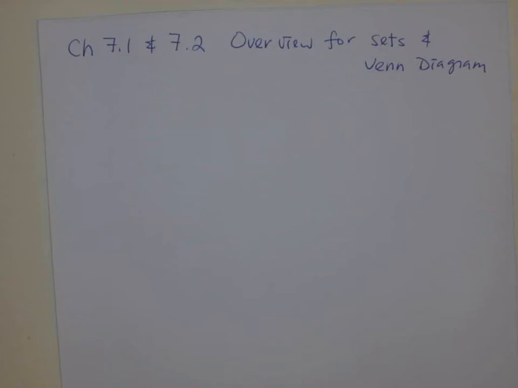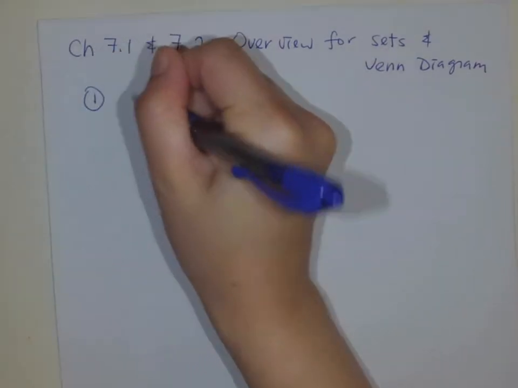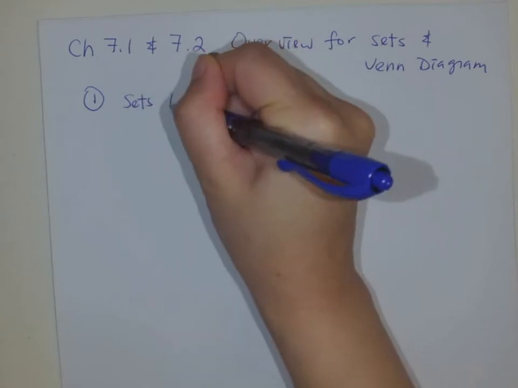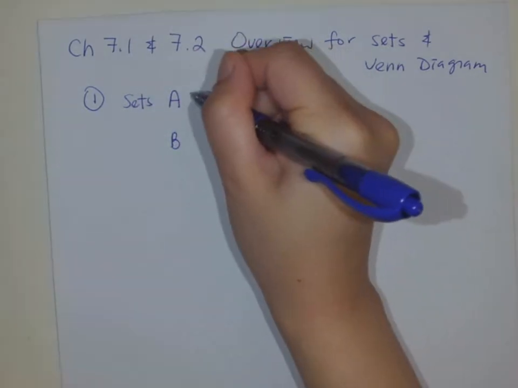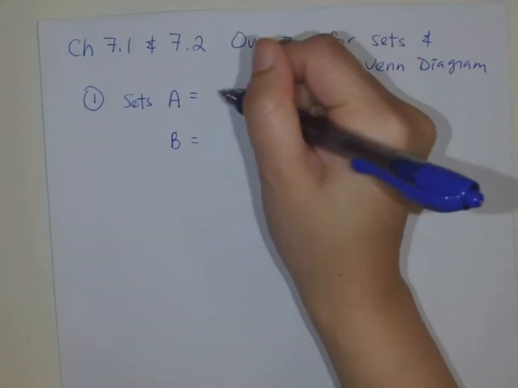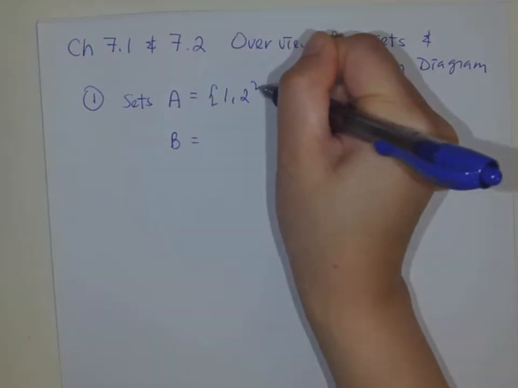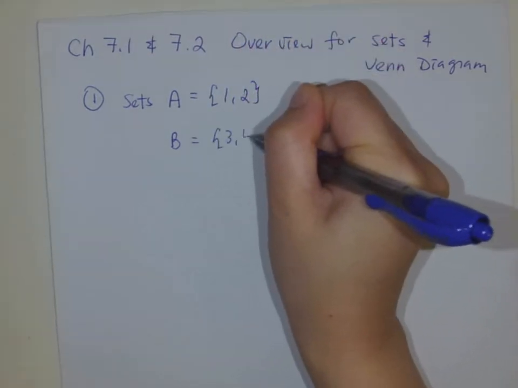Okay, this is the content for exam 4 material, chapter 7.1 and 2. We're just going to give you a quick overview of some information about sets and Venn diagrams. A lot of the time we use capital letters A, B to name the sets. Say set A is 1 and 2 and set B is 3 and 4.